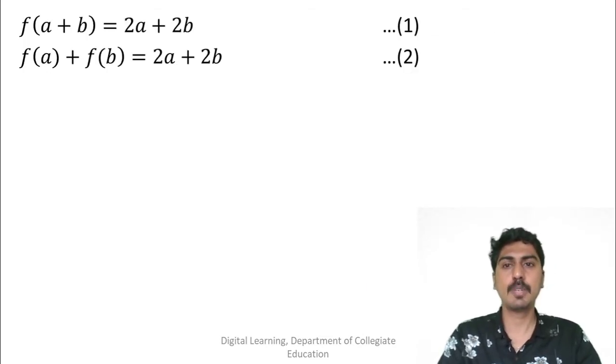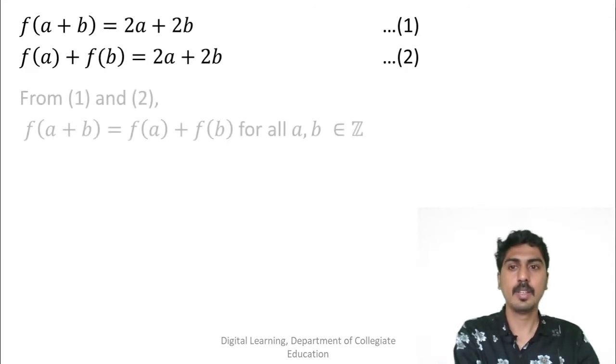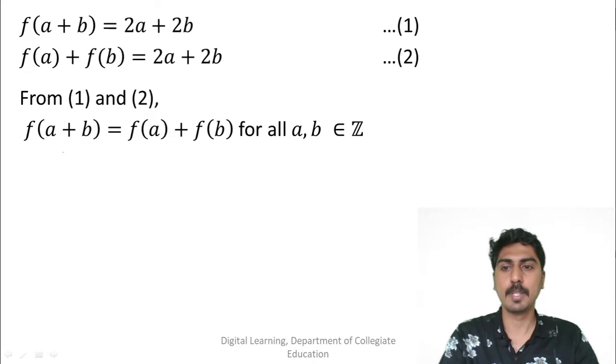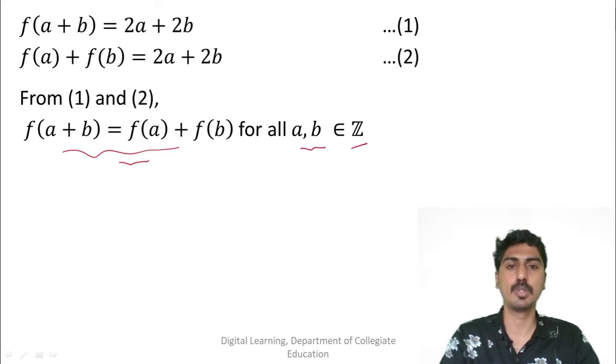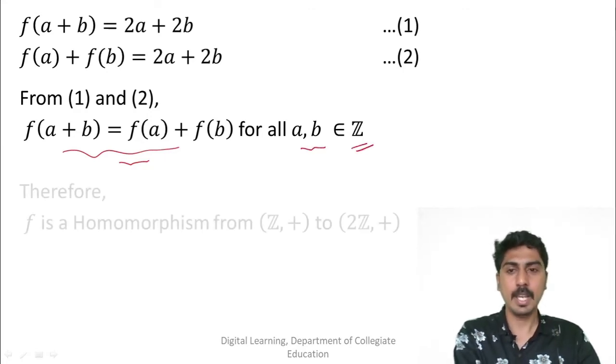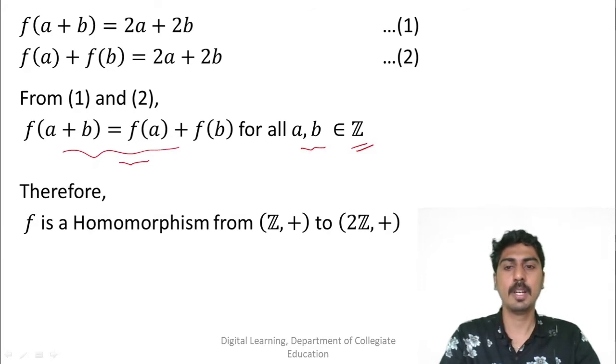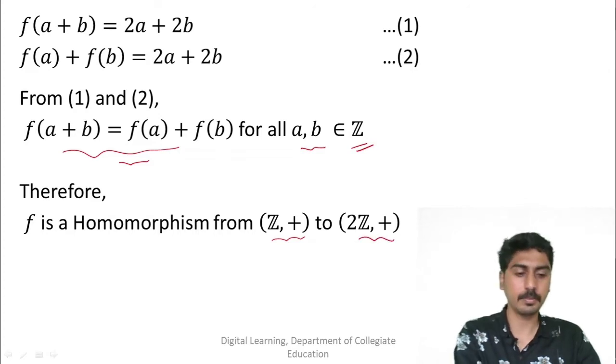If you observe equation 1 and equation 2, they are identical. So we have f of a plus b is equal to f of a plus f of b. Since the elements a, b are arbitrary, this relation is true for all a, b belongs to Z. Hence, f is a homomorphism from the group Z plus into the group 2Z plus.